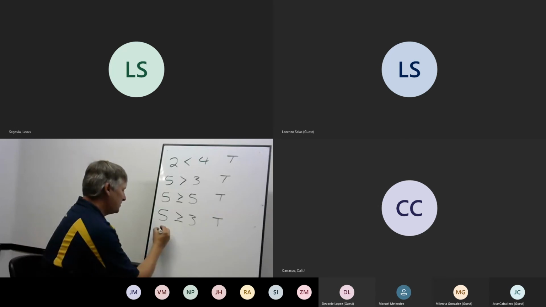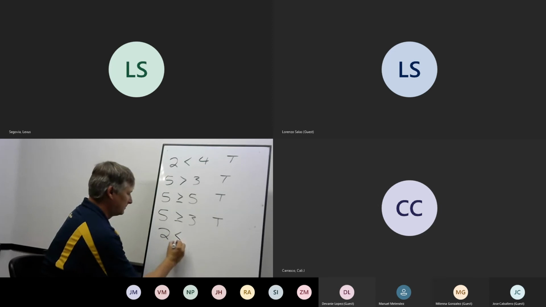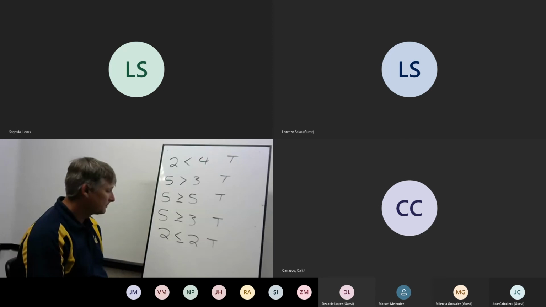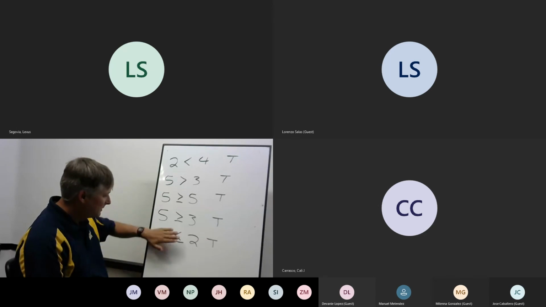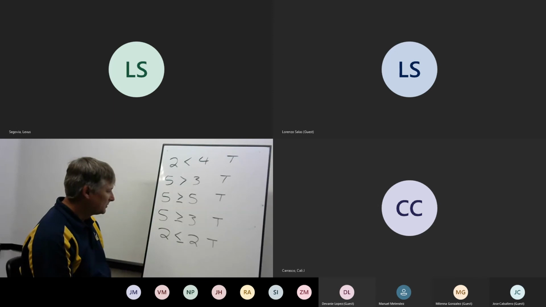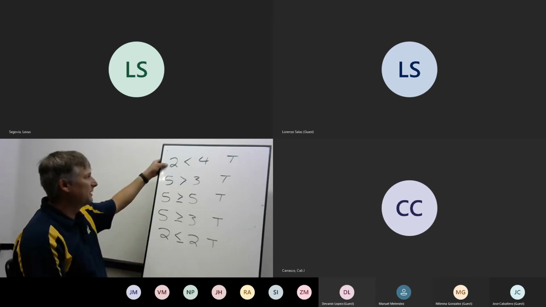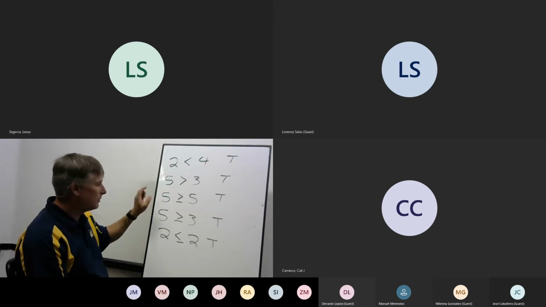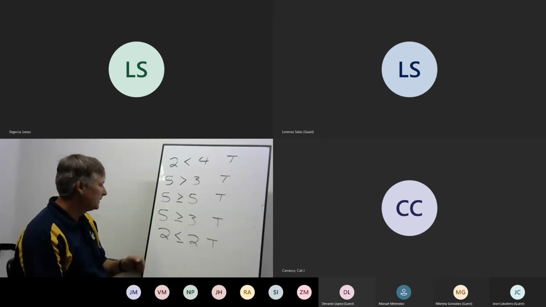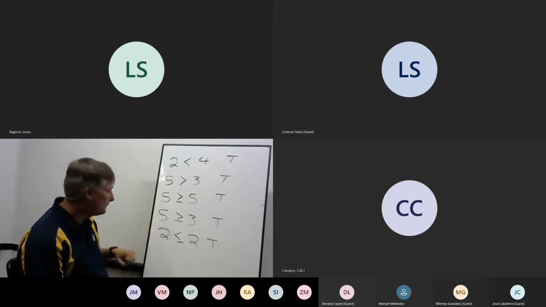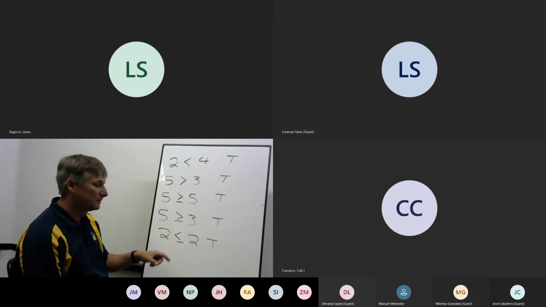Now, this is also true: 2 is less than or equal to 2. What makes this true? It's this right here, the equal. So these are all true. 2 is less than 4. 5 is greater than 3. 5 is greater than or equal to 5. Well, this part of it's true, so we're good. 5 is greater than or equal to 3. Well, that part of it's true, so we're good. 2 is less than or equal to 2. Again, that part's going to be true.